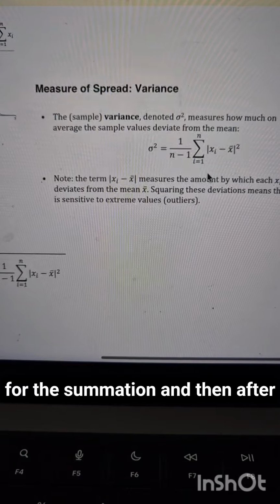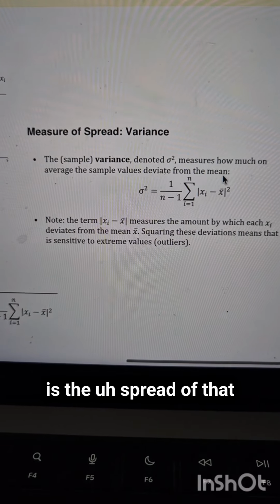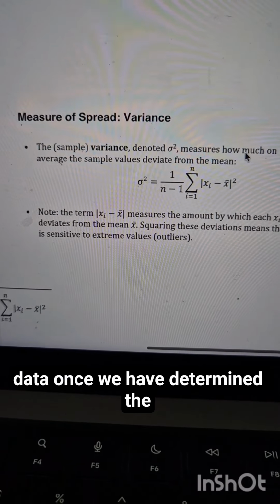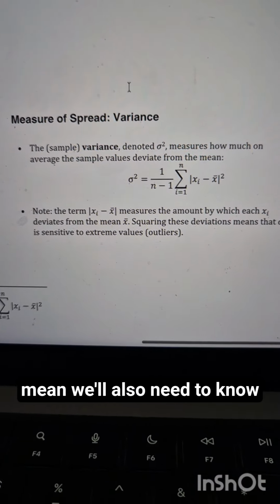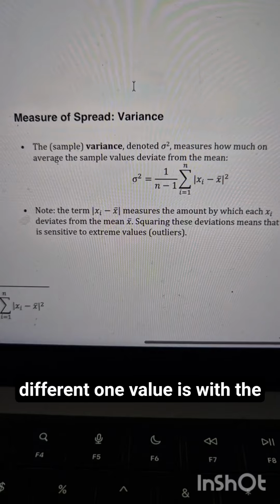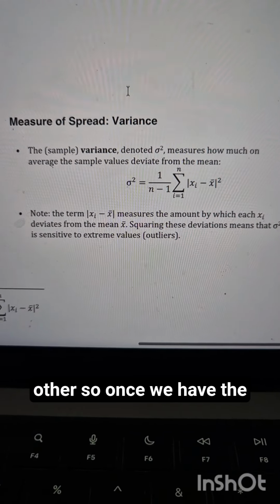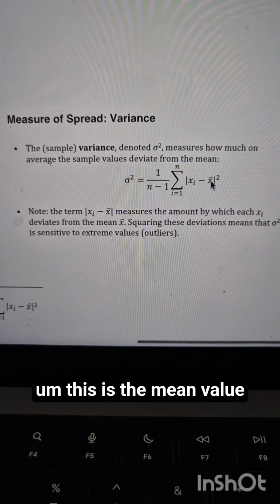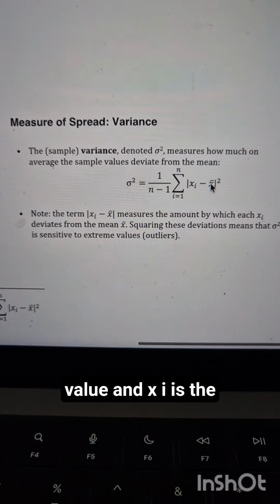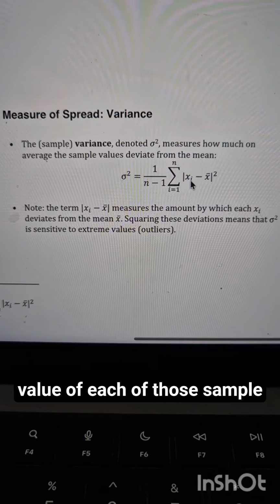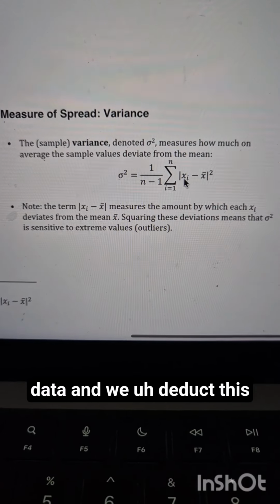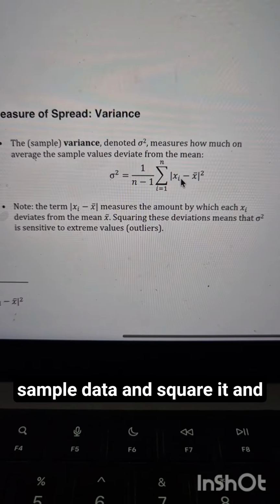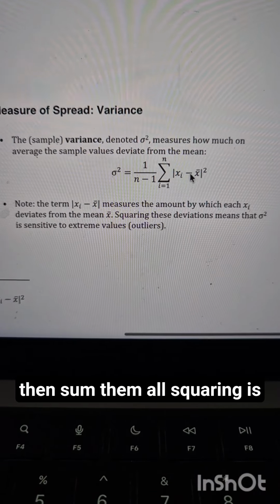And then after that we need to know what is the spread of that. For a given sample of data, once we have determined the mean, we'll also need to know the variance, that is how much different one value is with the other. So once we have the mean, x bar is the mean value, and xi is the value of each of those sample data, and we deduct this mean from each of the sample data and square it and then sum them all.